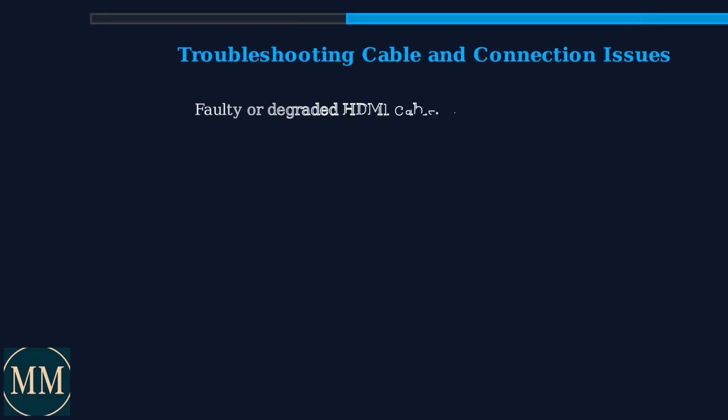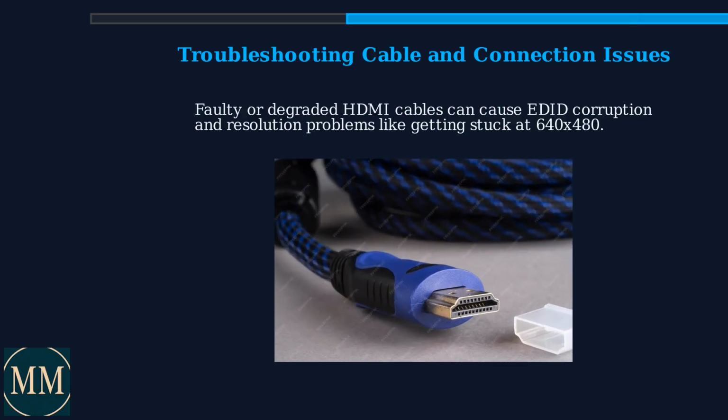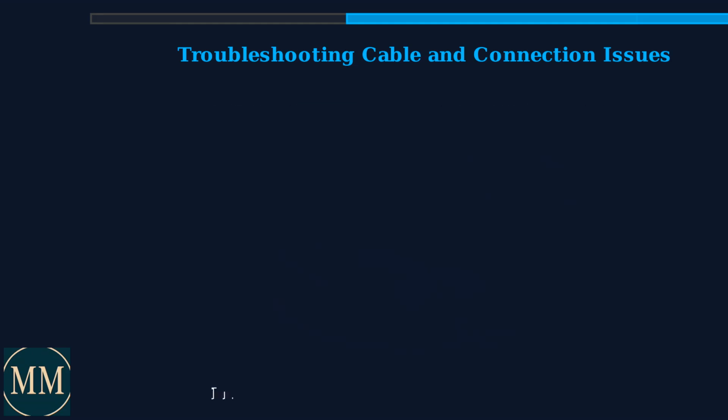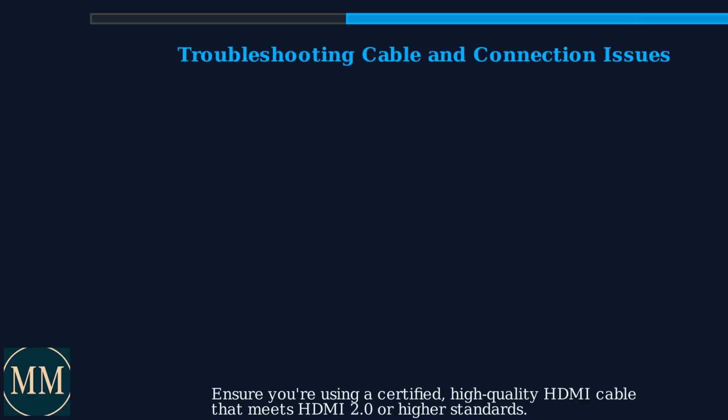Faulty or degraded HDMI cables are a common cause of EDID corruption and resolution issues on ASUS monitors. When cables degrade, they can fail to properly communicate display capabilities, forcing the monitor to default to low resolutions like 640 by 480. To prevent this, always use a certified, high-quality HDMI cable that meets current standards like HDMI 2.0 or higher. These cables have better shielding and error correction, reducing the risk of signal degradation.